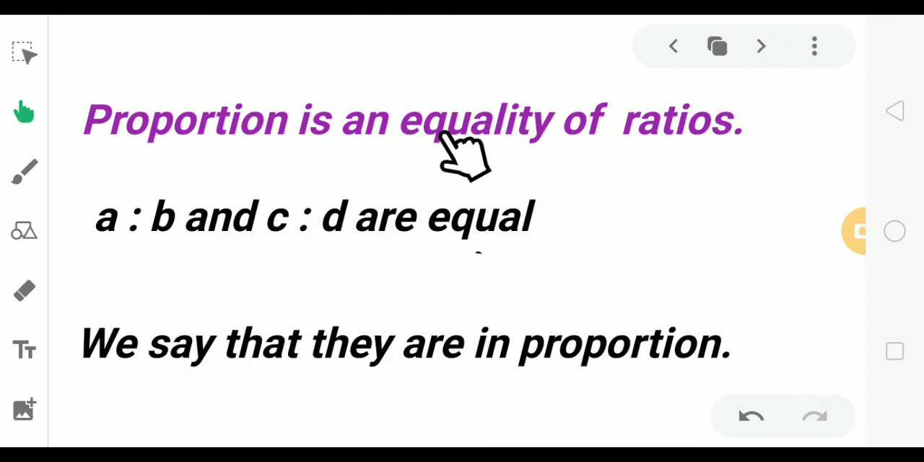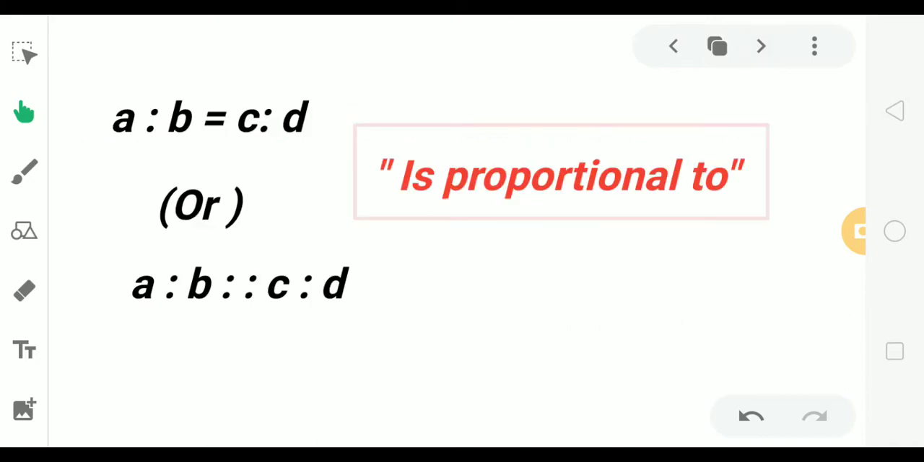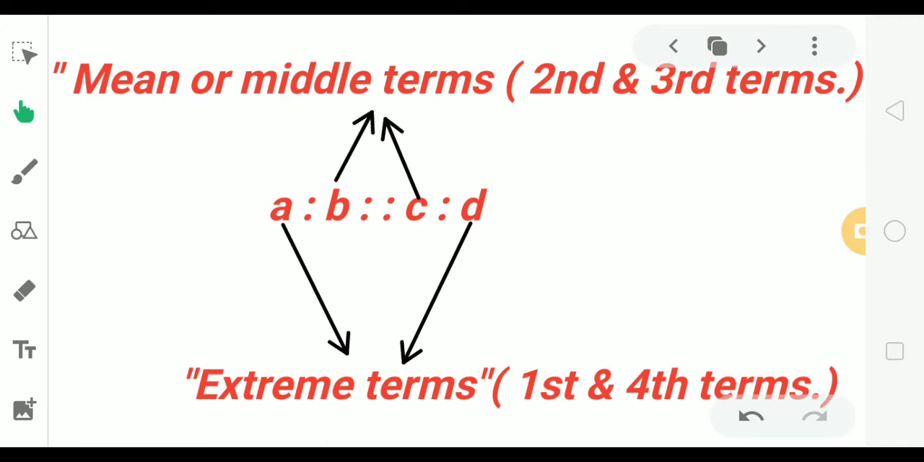In the last class, we learned about proportion. It is an equality of ratios, and we also learned how to read a ratio and the terms related to it: mean terms and middle terms. The second and third terms in a proportion are called the mean or middle terms. The first and fourth terms in a proportion are called the extreme terms.